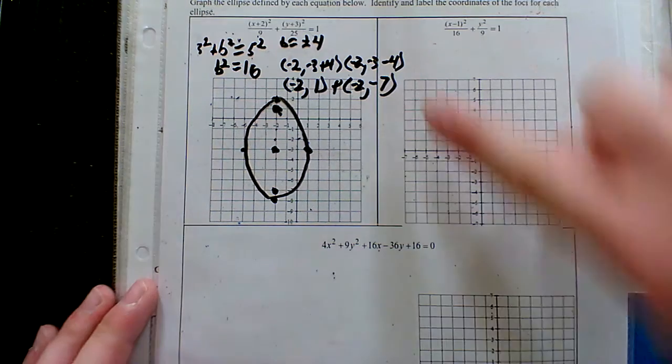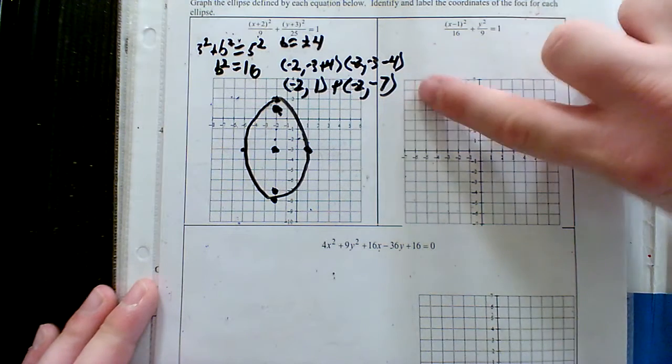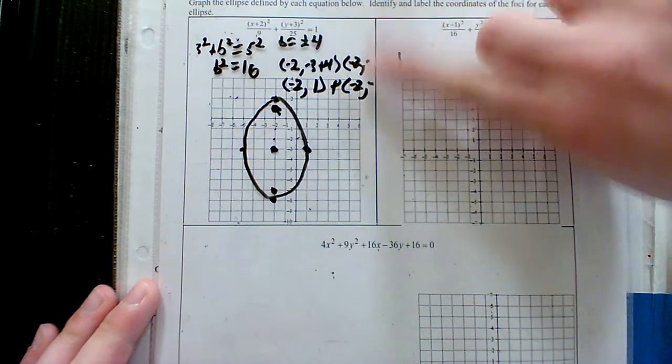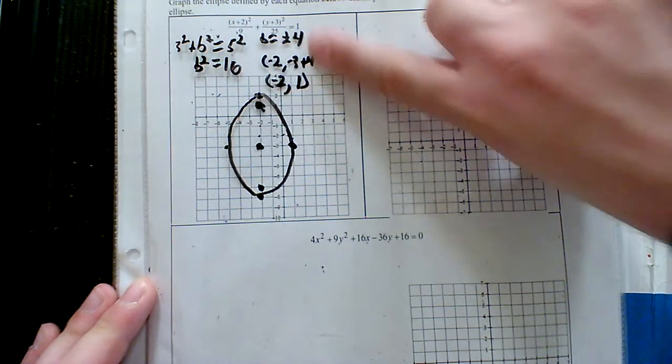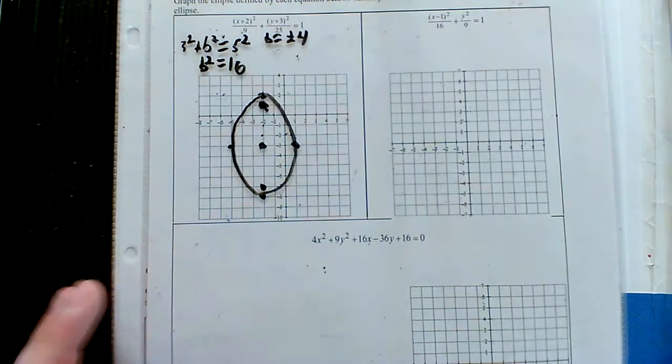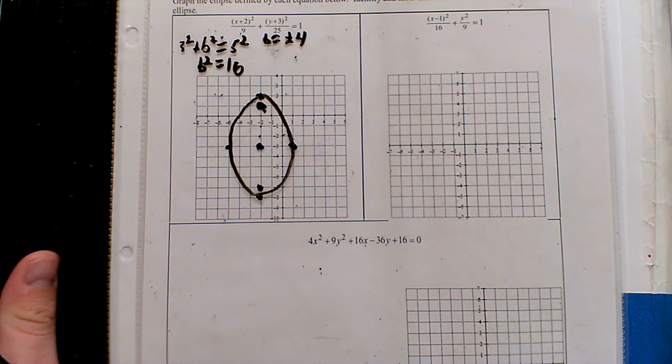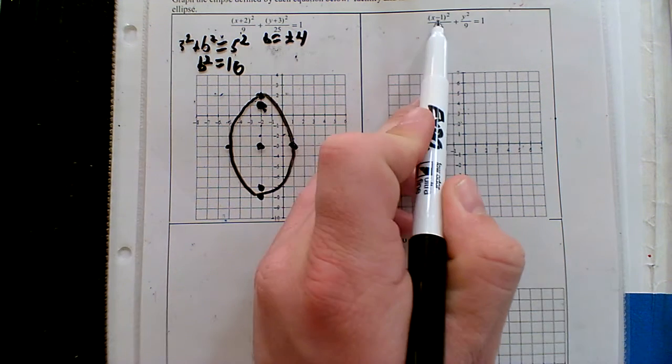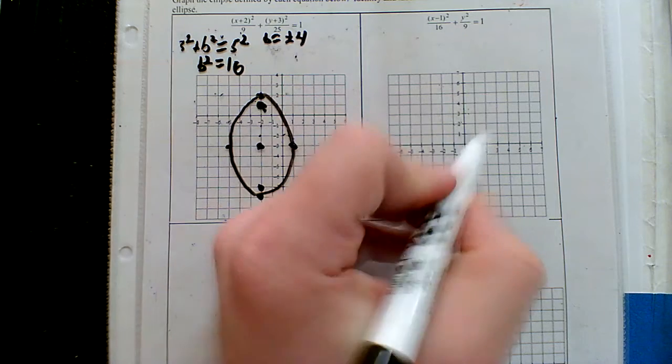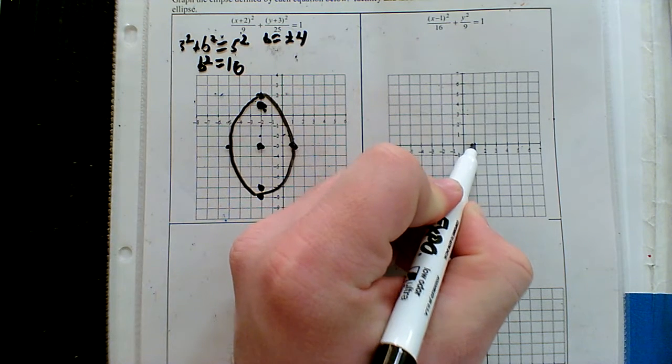All right, let's take a look at the next one. I'm going to erase this just so I have some room in that box right here. Okay. So if we look at the next one, before we start, it's equal to 1. What's our center though? Our center is where? 1, 0. We get the opposite of 1, and there's nothing with the y, so it's 0. So 1, 0, that's our center.